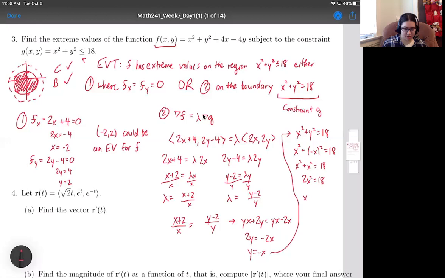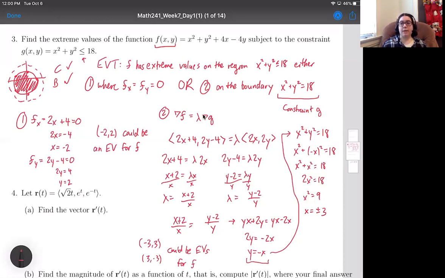So 2x squared is 18. Divide both sides by 2 to get x squared equals 9, and then take the square root to get x should be plus or minus 3. And I had from here that y should always be negative x. So if x is positive 3, y should be negative 3. If x is negative 3, y should be positive 3. So what this is telling me is negative 3, 3, and 3, negative 3 could be extreme values for f.